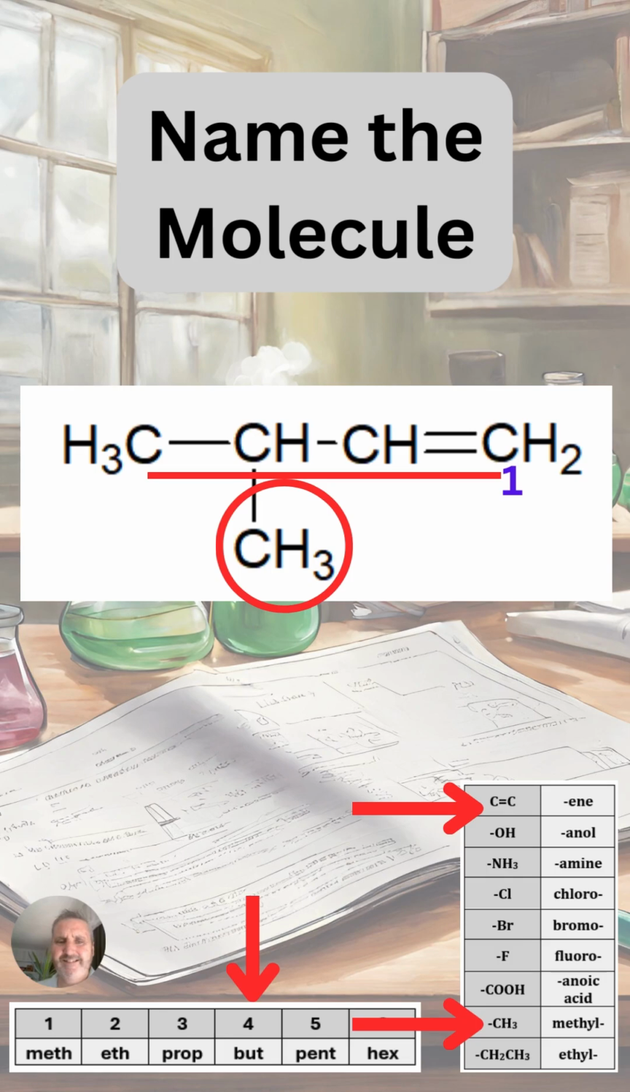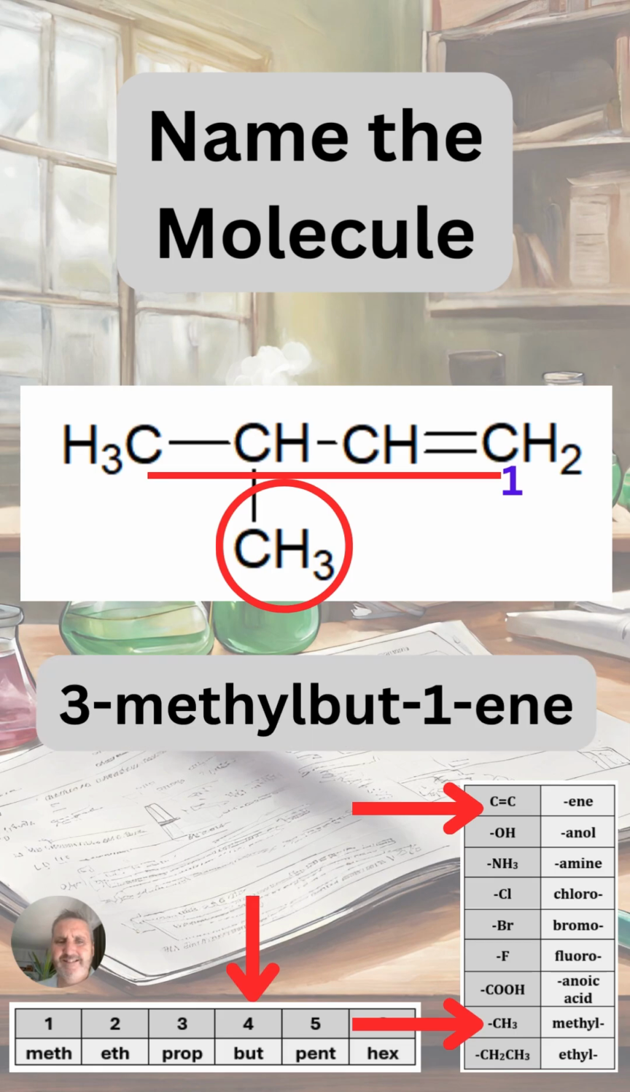Now, when it comes to methyl groups and double bonds, the double bonds always have priority when we assign numbers. So if we had assigned the numbers from the left to the right, that would have been incorrect, because we should give the lowest number to the alkene first. So if we go ahead and name this, this is going to be called 3-methyl-but-1-ene.